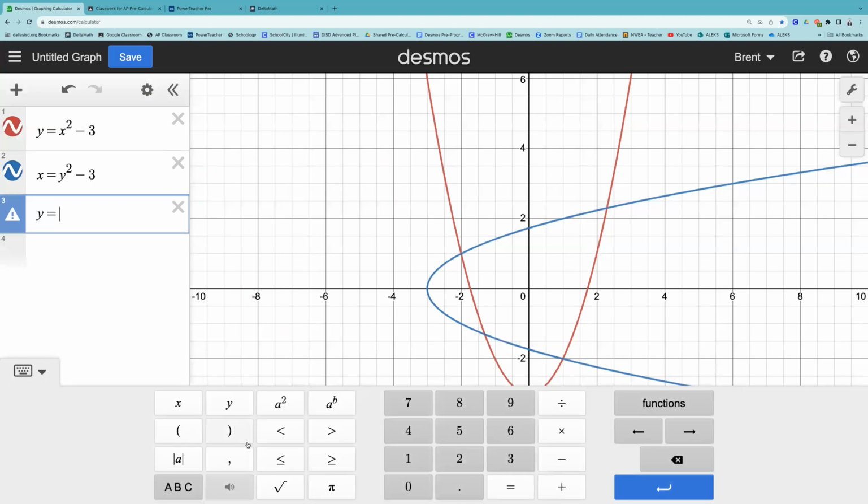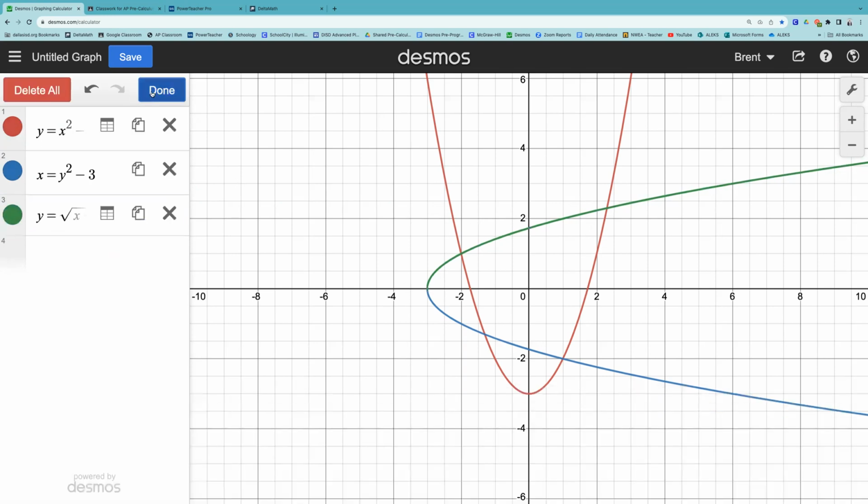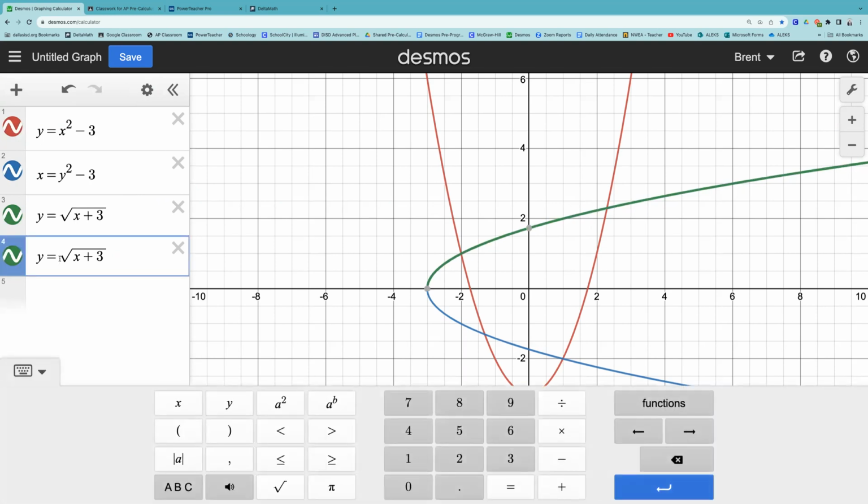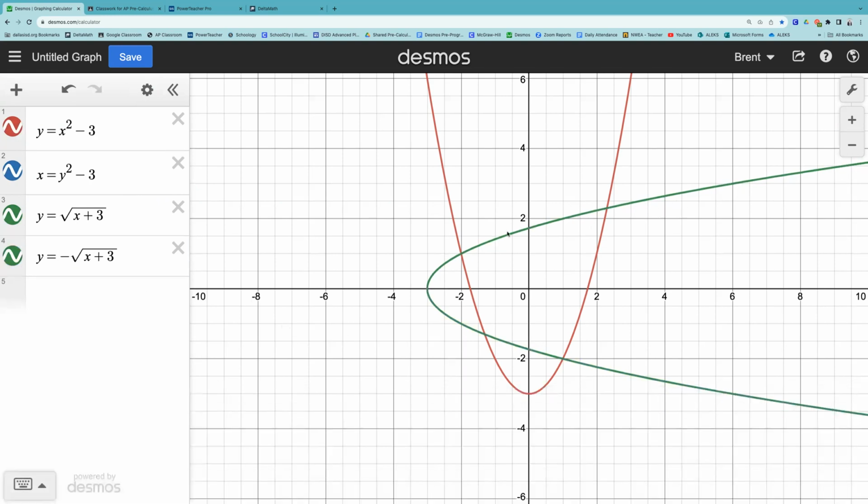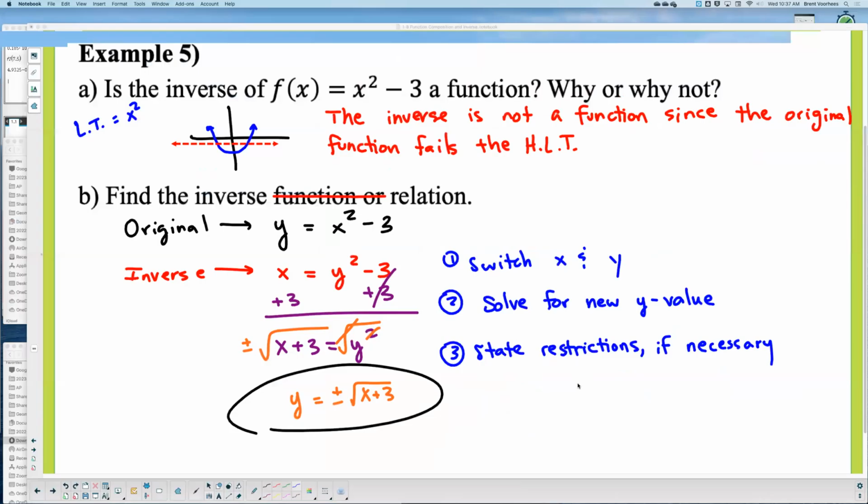Because if it was only the positive square root of x plus 3, does this graph perfectly, it does overlap, but does it perfectly match the blue? No, the positive only gets half of it. You would need the negative half as well to get a full parabola. I need the positive square root and the negative square root to make it a perfect inverse. An inverse switches x and y. What does an inverse do? Switches x and y. All right, back over here.